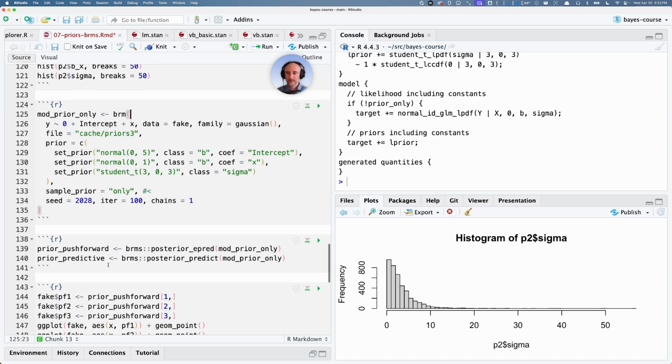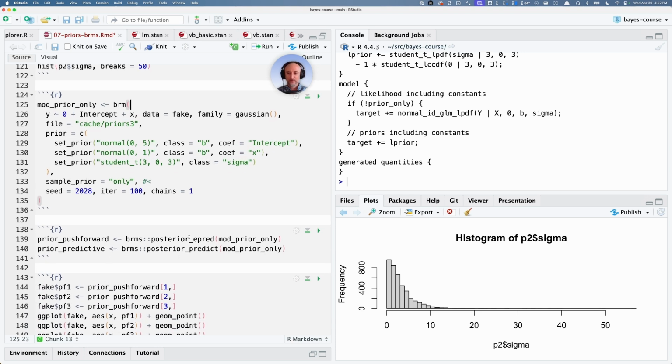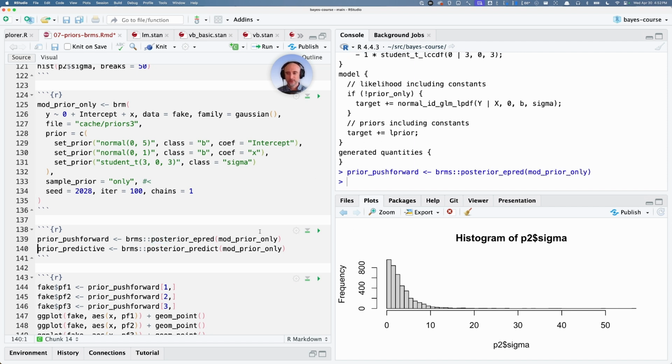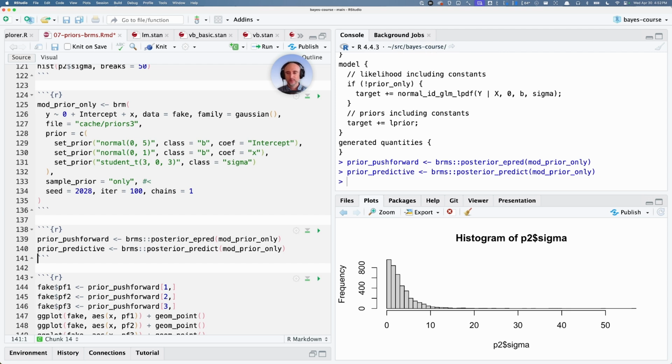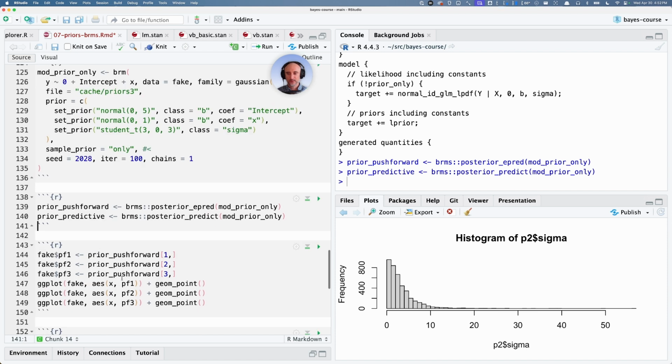Then we can get expected values, so push-forward prior predictive simulations, using posterior_epred. Despite the fact it says posterior, there's no data going into our likelihood, so this is only the prior. So this is a prior push-forward simulation, and this is a prior predictive simulation by using posterior_predict, so this has observation error included.